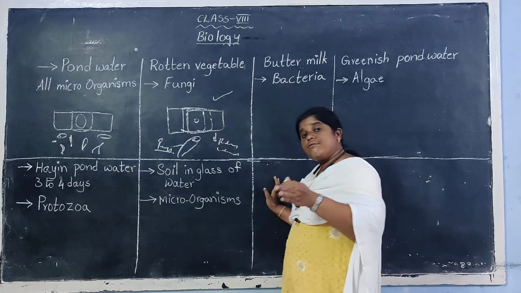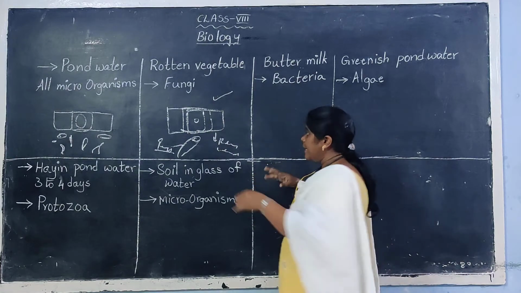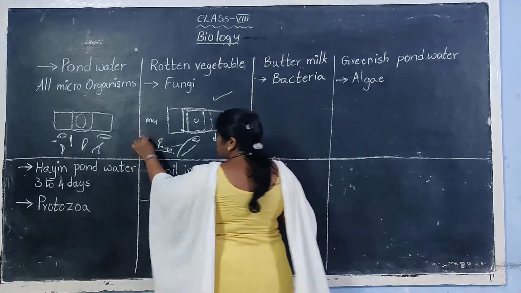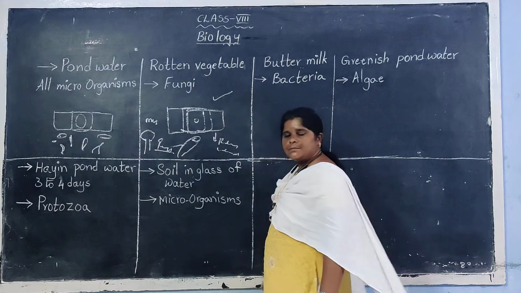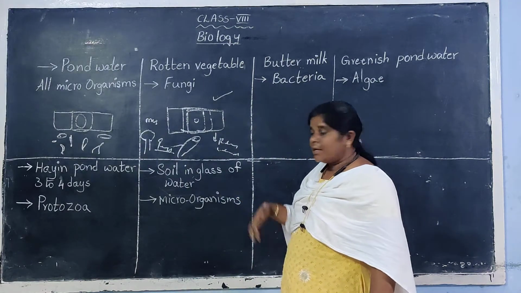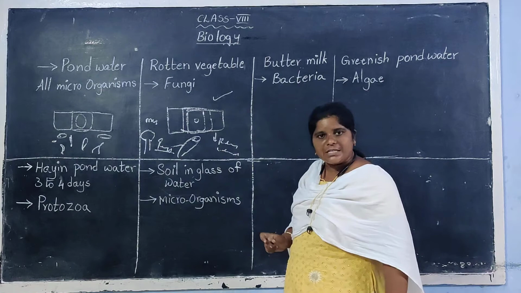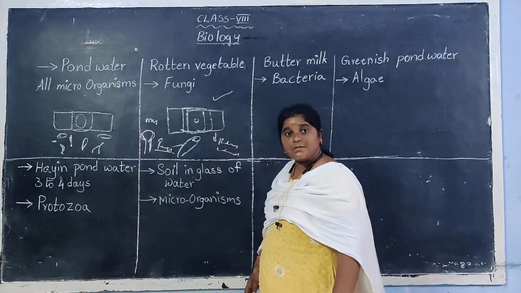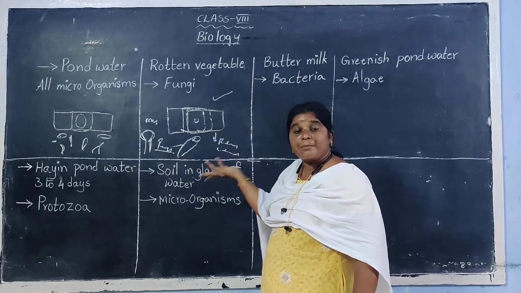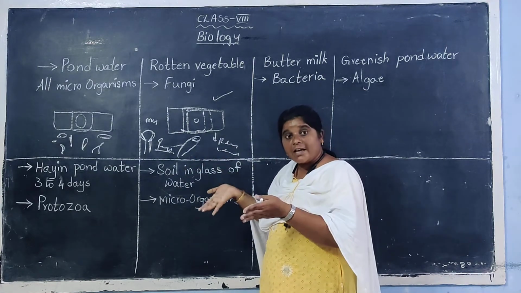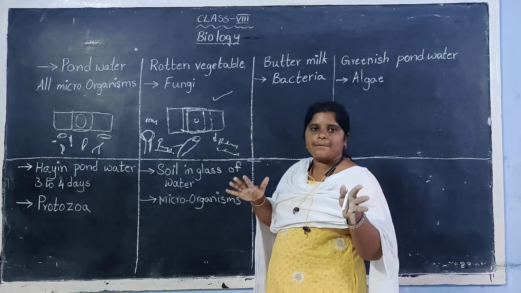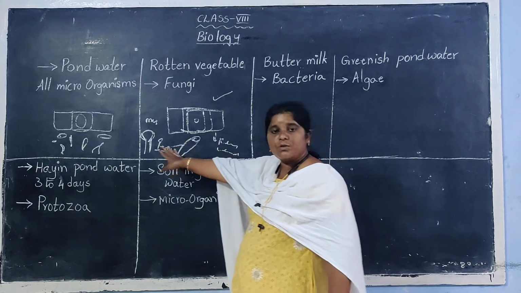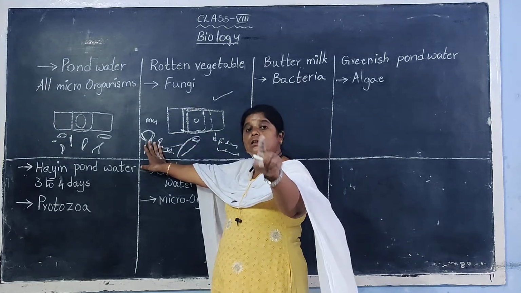There are some visible fungi. The best example for that is mushroom. When the rainy season comes, and now it is rainy season for you, in and around your houses there will be many tree barks. On them an umbrella-like structure will develop. Did you ever observe it? That is also a fungus. By this you can understand that some fungi are visible to the naked eye. Mushroom is a good example of visible fungi.